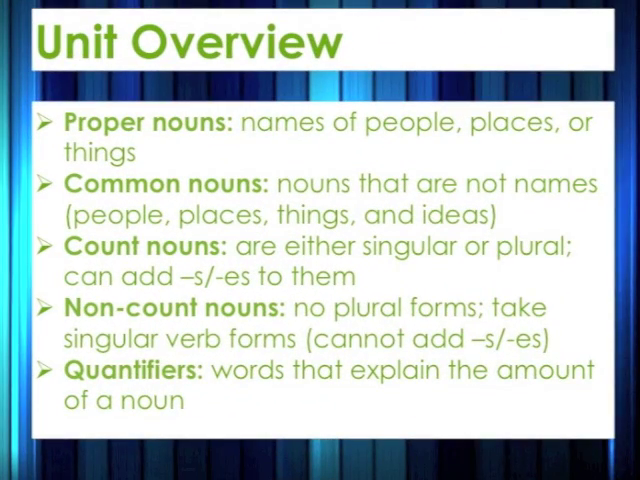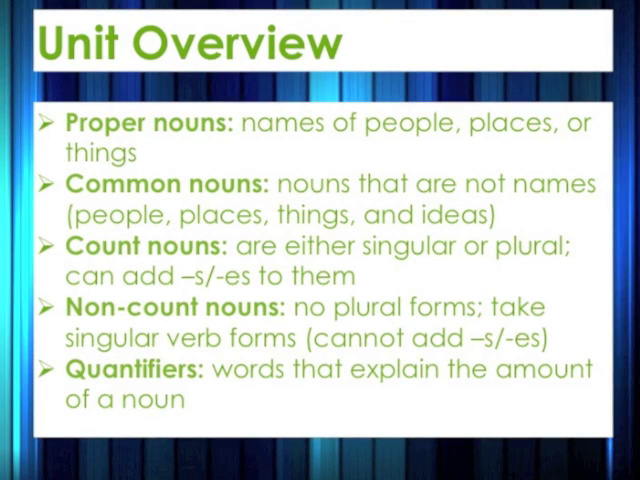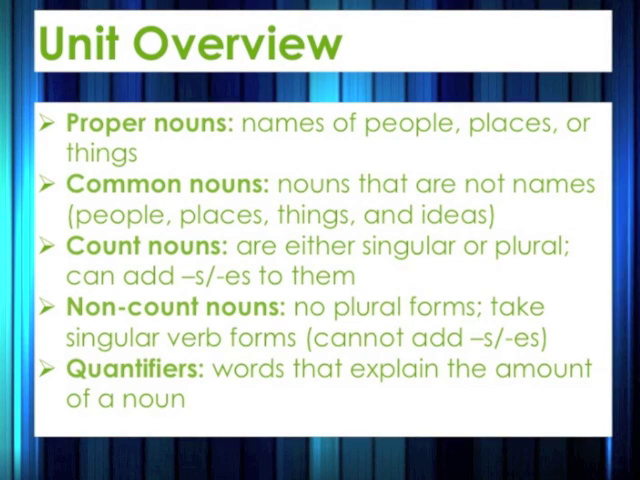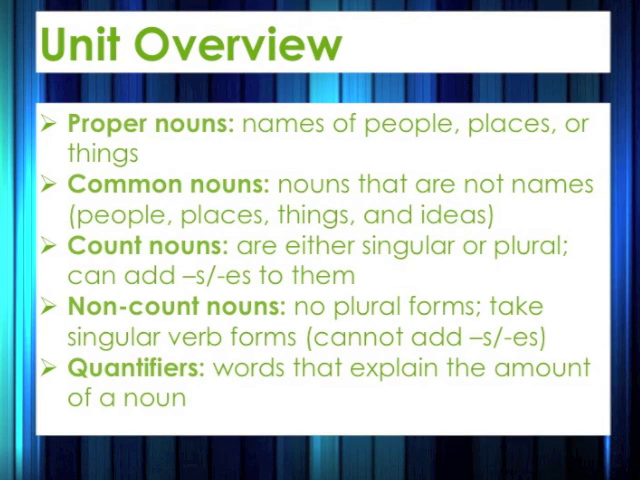Let's get started with our unit overview. We have several different types of nouns. We have proper nouns and common nouns. Proper nouns are names of people, places, or things. Common nouns are basically just nouns that aren't names, so people, places, things, and ideas. We also have count nouns and non-count nouns.